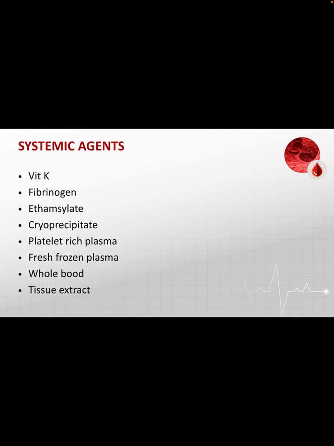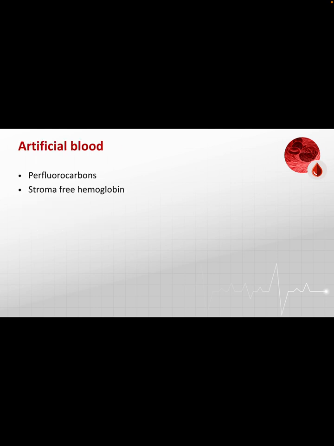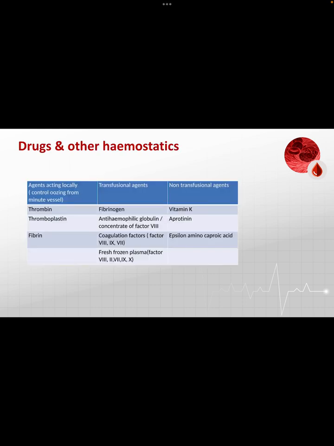Coming on to systemic agents, we can use vitamin K injection, fibrinogen, ethamsylate, platelet-rich plasma and fresh frozen plasma, and these are all given in case of increased blood loss of more than 1500 ml. As blood substitutes, when there is severe injury and trauma with huge blood loss and the patient is profusely bleeding, we can transfuse HES, hydroxyethyl starch, or hemosil or gelatin. The viscosity of the blood will be more, so it prevents the escape of blood through the blood vessels. As artificial blood, advances include perfluorocarbons and stroma-free hemoglobin. And these are some other drugs and hemostatics which are commonly used.